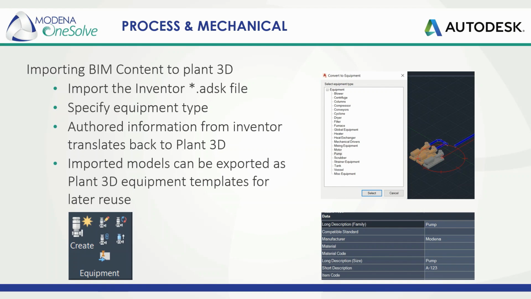When importing the Inventor authored ADSK file into Plant 3D, the file is read into the current drawing. Authored information from Inventor will translate into Plant 3D as well, such as the equipment property information and connector information. This could include the locations of those connectors, by the way. After configuring the equipment, we could export out as a standard Plant 3D equipment template in order to leverage that data in the same project or other projects at a later stage.